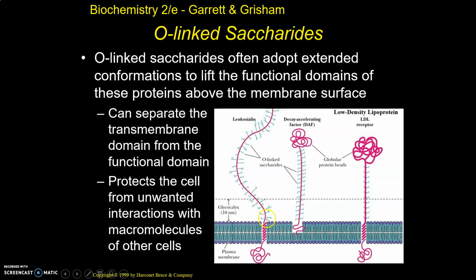So what do we mean? It means that it helps keep this functional domain, this globular head, away from the surface of the membrane. So it adds a little bit of structural integrity that helps keep this portion away from interacting with things that it doesn't want to interact with. It's almost like you've got this celebrity and here are your bodyguards, right? These little O-links are literally just like the bodyguards of your protein, and they keep these unwanted interactions from taking place with other things that it may interact with.